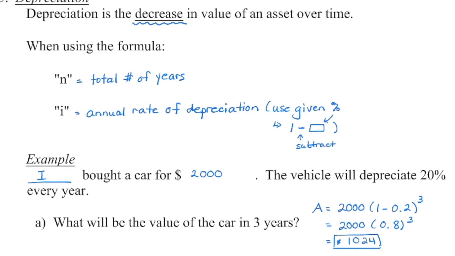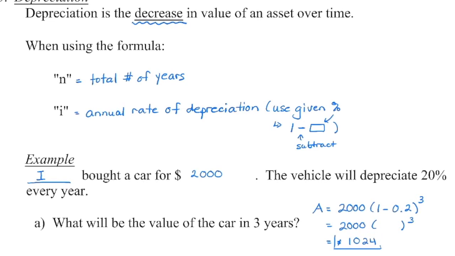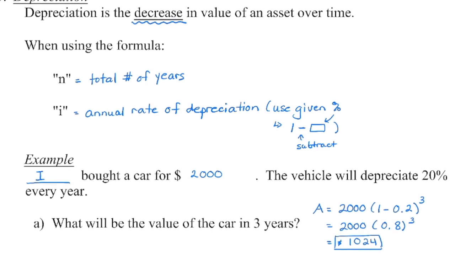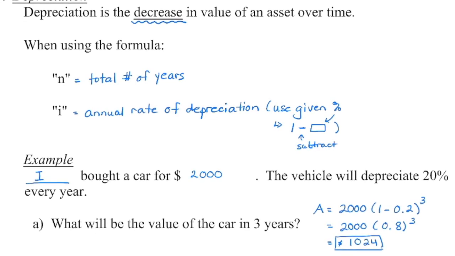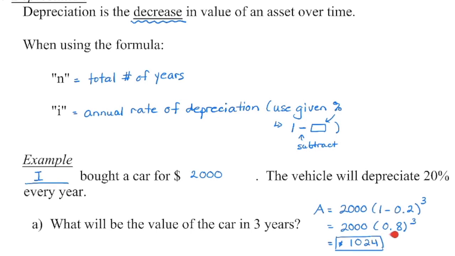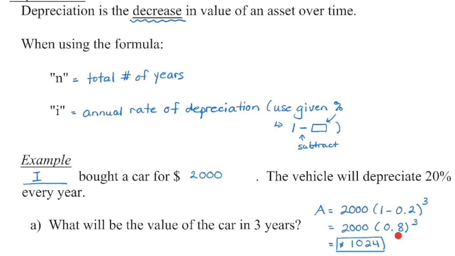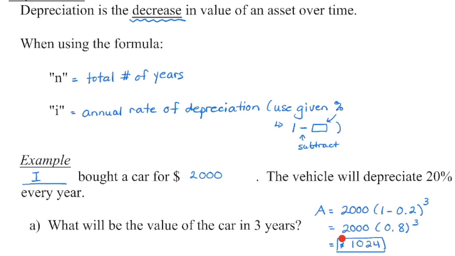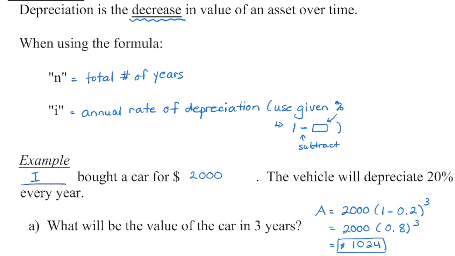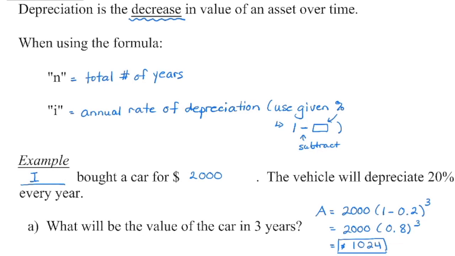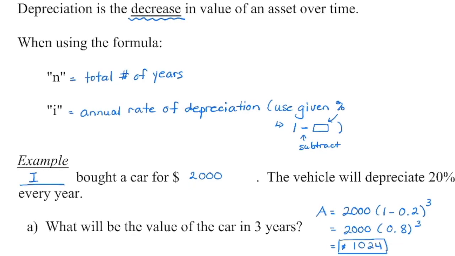Now, you can also think about it and go straight into this. If I am losing 20% per year, it means I'm keeping 80% of the value. I know it needs to be less than 1 if I'm losing value. That's what gives me that decay function. So we can just put this into our calculator and calculate that after 3 years, my vehicle is almost half of what it was originally worth.